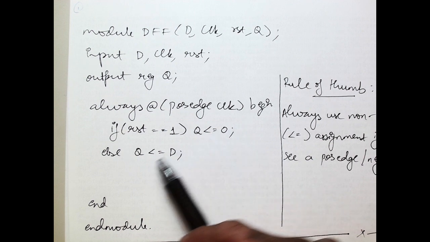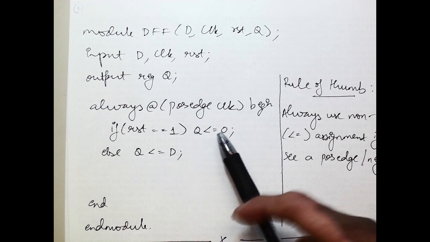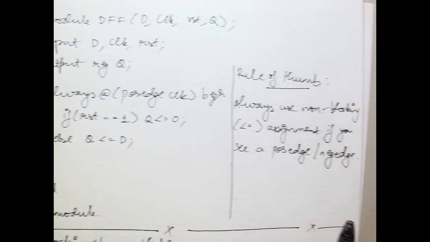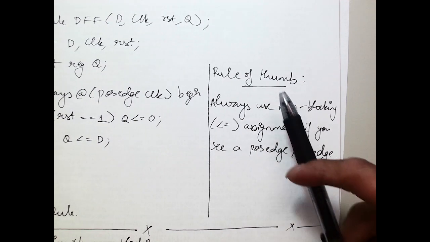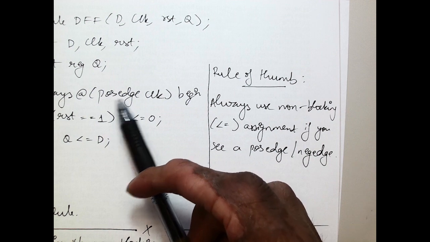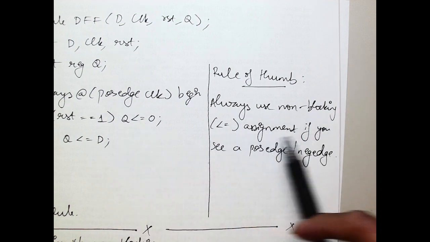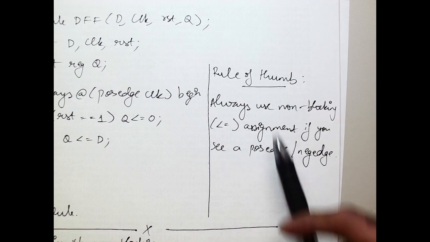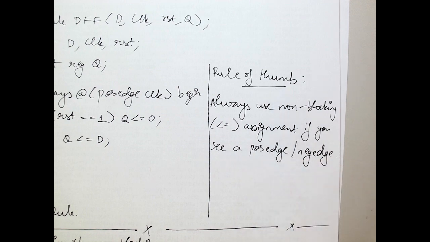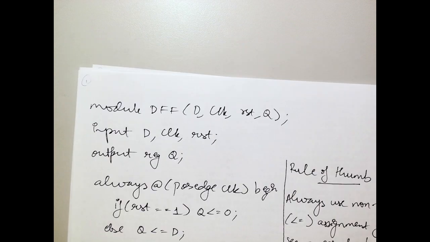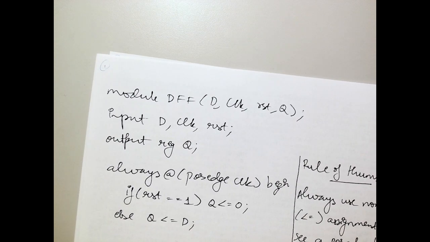This type of assignment, the less than or equal to, is called non-blocking assignment. And you all probably know the difference between blocking and non-blocking. Just a side rule of thumb: every time you see a posedge or negedge, always use non-blocking assignment. So you keep that as a rule of thumb. A lot of textbooks won't tell you that exclusively.